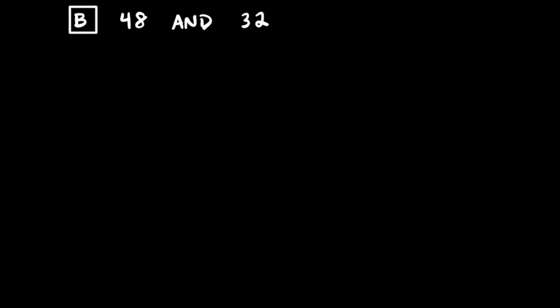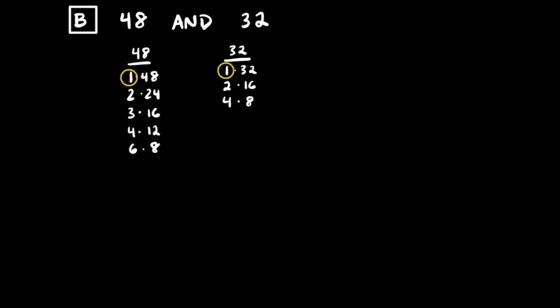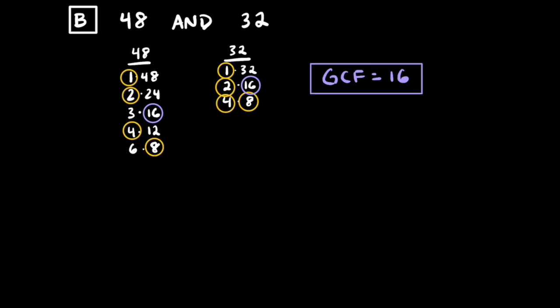All right, let's try finding the GCF one more time by listing. Of course, 1 is always a common factor. Here, 2 is also a common factor. 4 is a common factor. 8's a common factor, and 16's a common factor. Out of all these common factors, 16 is the largest, making it the greatest common factor.